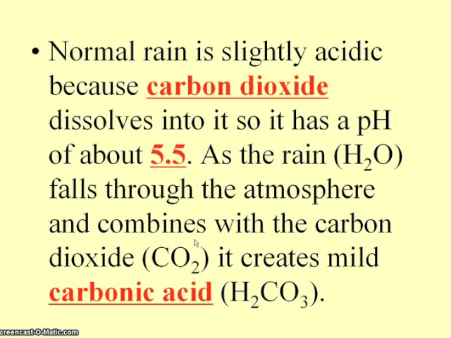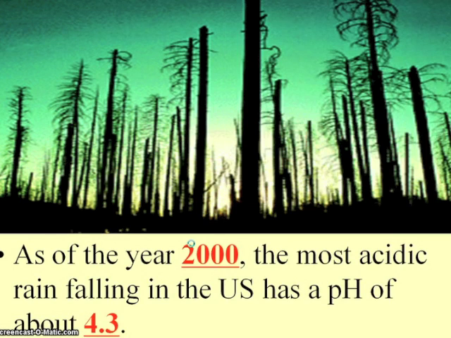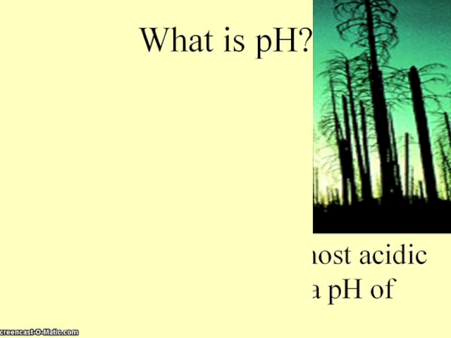So as this rain falls through the atmosphere, it combines with carbon dioxide and creates a mild carbonic acid. Now, as of the year 2000, the most acidic rainfall in the United States was a pH of about 4.3. Now you may ask, well, what's this year 2000? Don't you have anything more current? I've looked around. It's hard to find things that are more current. So if you watch this video, you can always email me if you can find something more current than that.